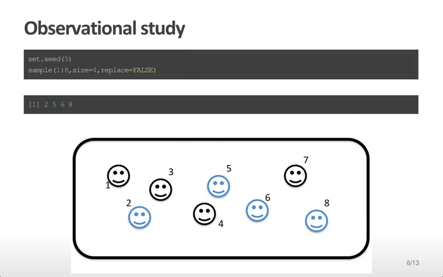In an observational study, we might take a random sample of individuals. Here, I've set the seed to make the results reproducible, and I've sampled the individuals from 1 to 8. I've taken a random sample of them of size 4, and I've used sampling without replacement. In other words, each individual can only be sampled once. This results in sampling individuals 2, 5, 6, and 8. I might then measure those individuals, and using the data on those individuals, I might try to make an inference about the population of all individuals in this study, all 8 individuals.